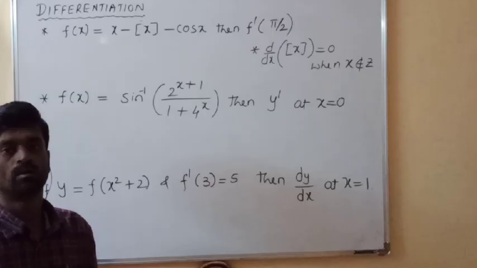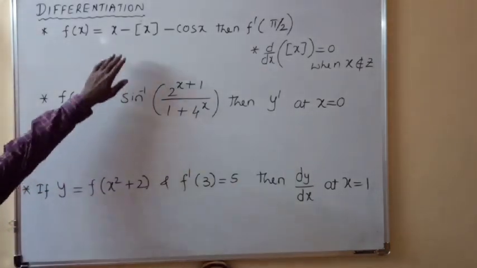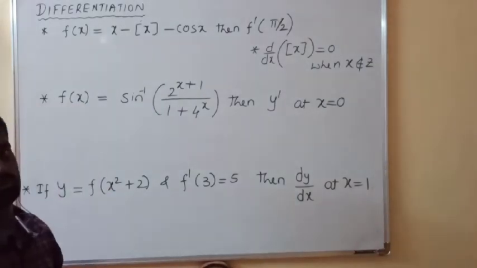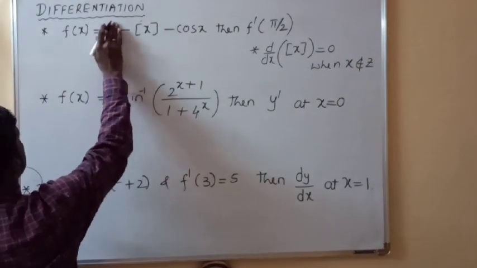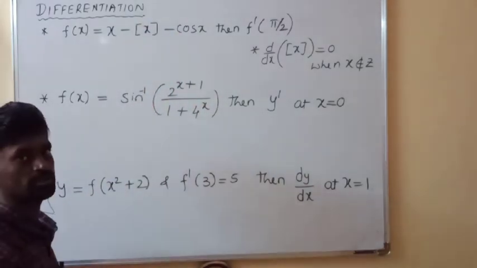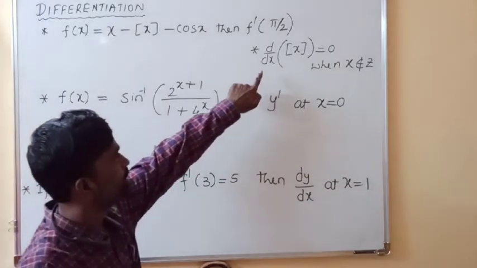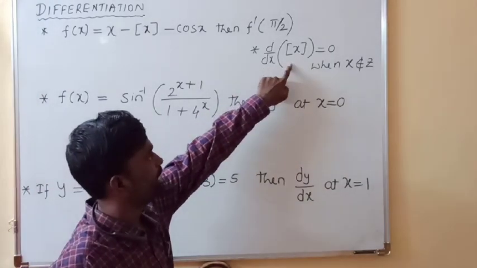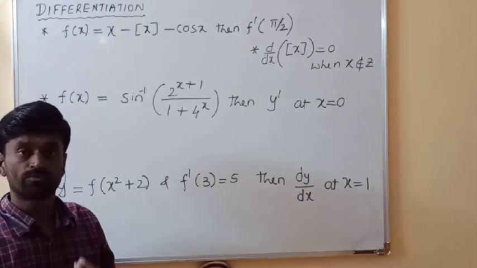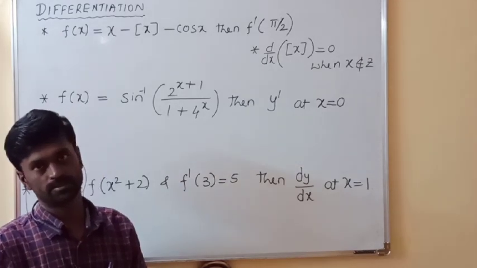Okay. So look at the next 3 problems. If f of x is equal to x minus step x minus cos x, then what is f dash of pi by 2? Here step x means it is the greatest integer function of x. Box of x. So remember here, d by dx of box of x is 0 when x is not an integer. Suppose if x is an integer, then d by dx of box of x does not exist.